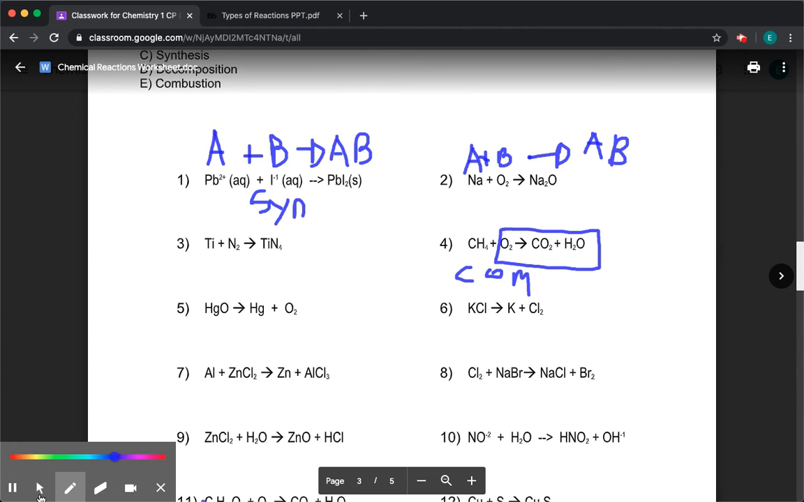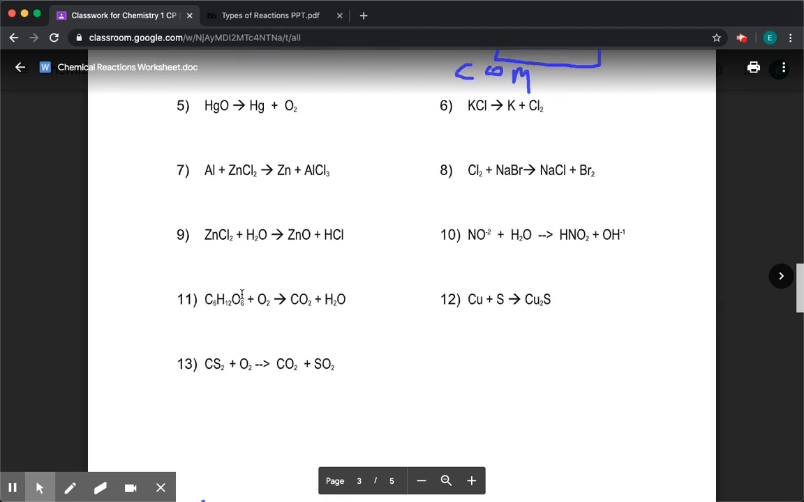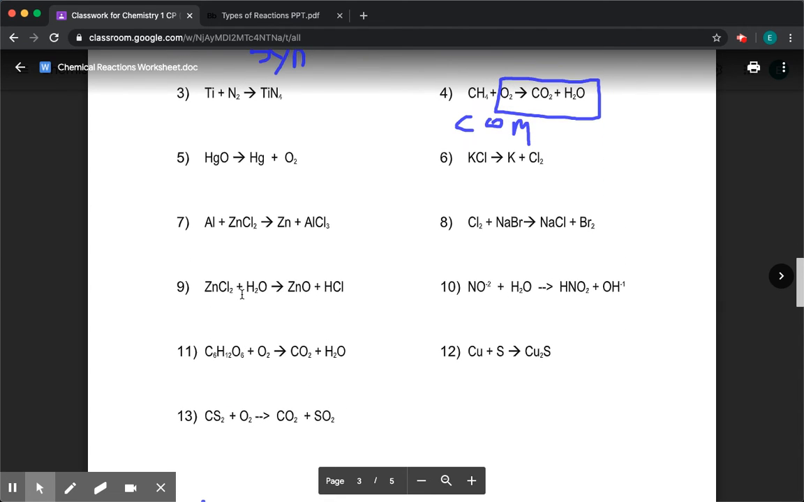Now they start to get harder. I'll do one more because obviously I don't want to do all of them. So my recommendation is to label individual elements, and then see what's going on. So I have chlorine, not a single, it's in pairs, but chlorine's my first element. I see sodium. I see bromine. It's attached. So right now I have A plus BC.